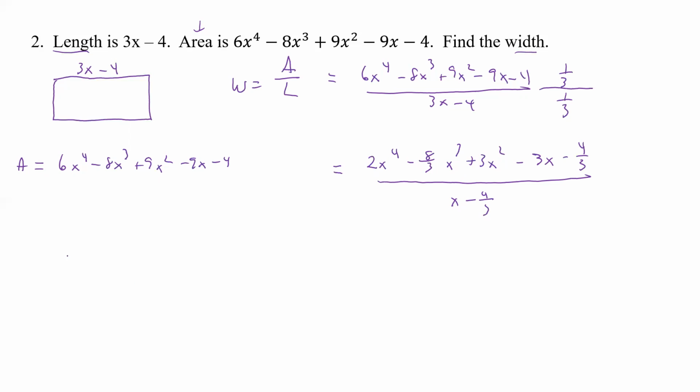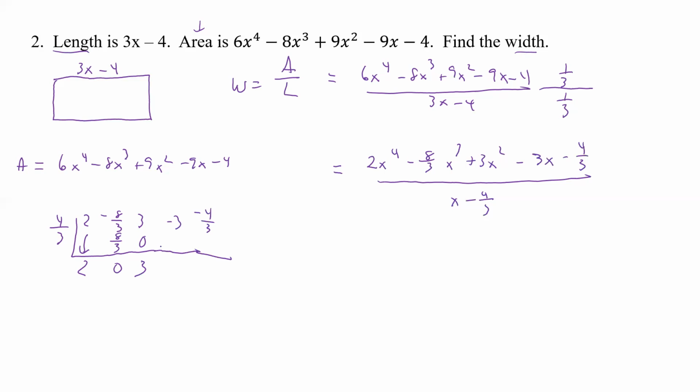Okay, now it's not super nice. Our k is 4/3. Now we have to do our synthetic division. So we'll have a 2, negative 8 over 3, 3, minus 3, and a minus 4 over 3. Let's see what we get here. We bring down our 2. 4/3 times 2, that's going to give us 8/3. Well, 8/3 minus 8/3 is 0. 0 times that's 0. 3 plus that's 3.